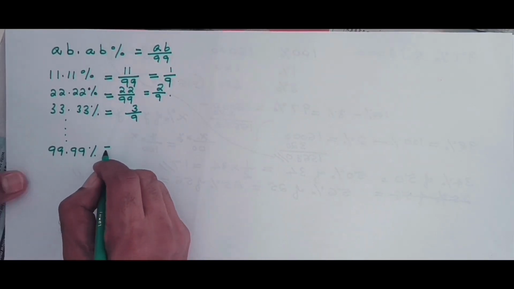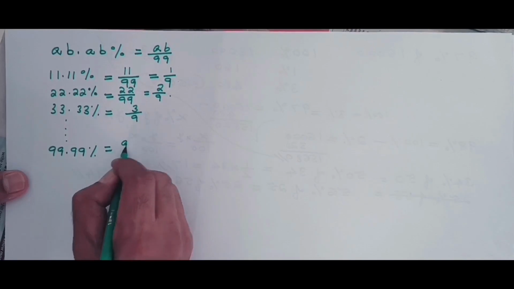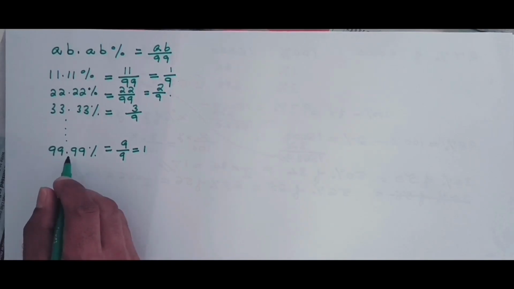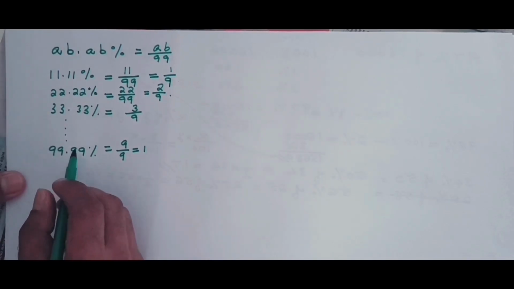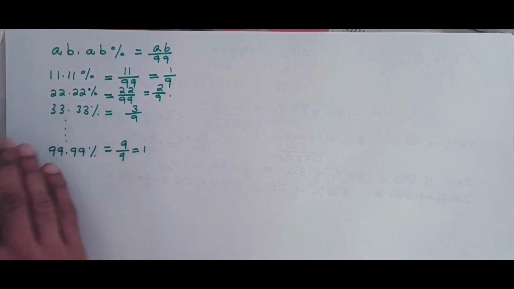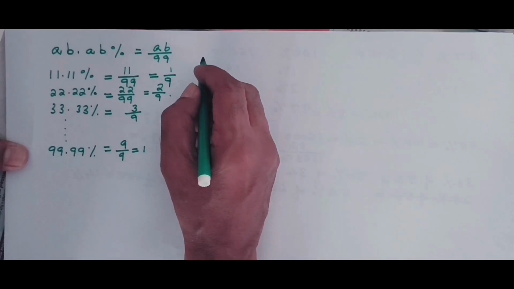Okay, this is a trivial case. This will turn to 9 divided by 9, which is 1. Rather, 99.99% is nothing but 100%. Okay, there is a slight approximation used in these calculations. That's fine in most of the cases. Okay, let me use this idea.